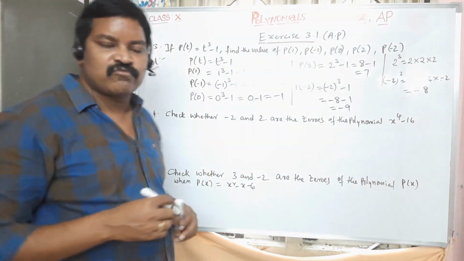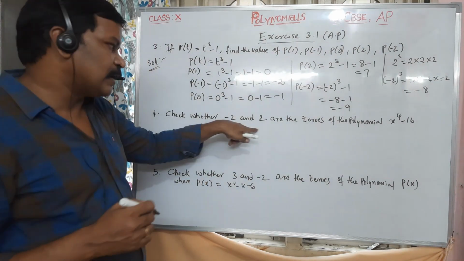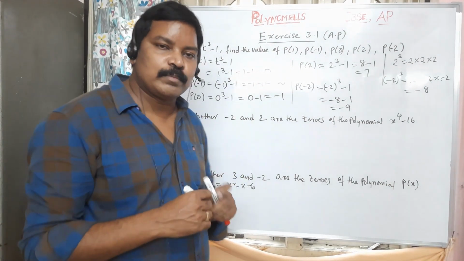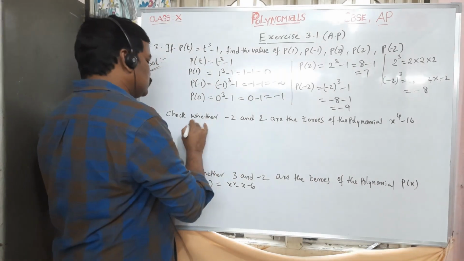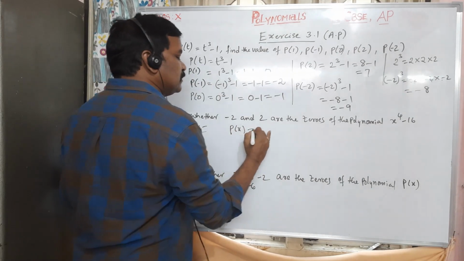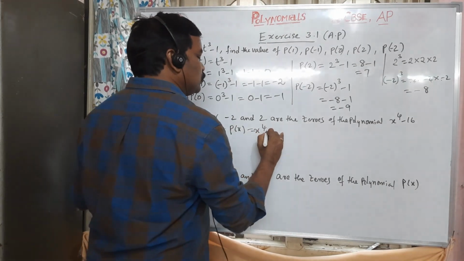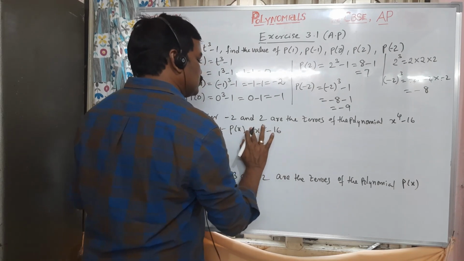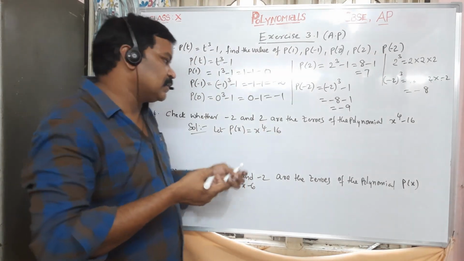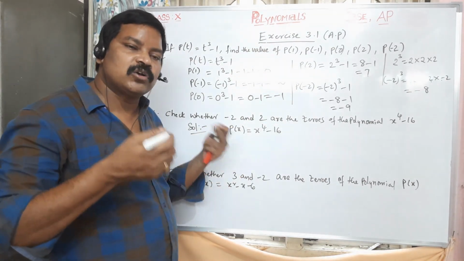So this is the third question. Coming to the fourth one, check whether minus 2 and plus 2 are the zeros of the polynomial x to the power of 4 minus 16. So what is the given polynomial? Let p of x is equal to x to the power of 4 minus 16. We have to verify that these minus 2 and plus 2 are the zeros of the polynomial or not.